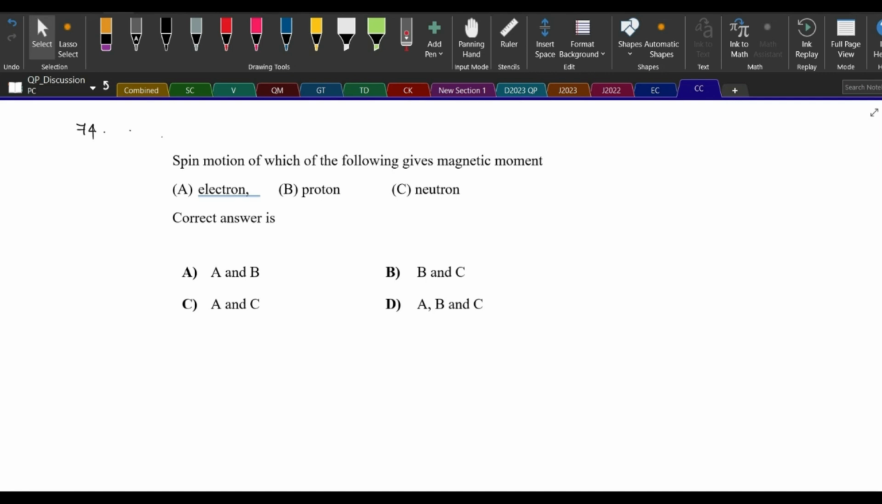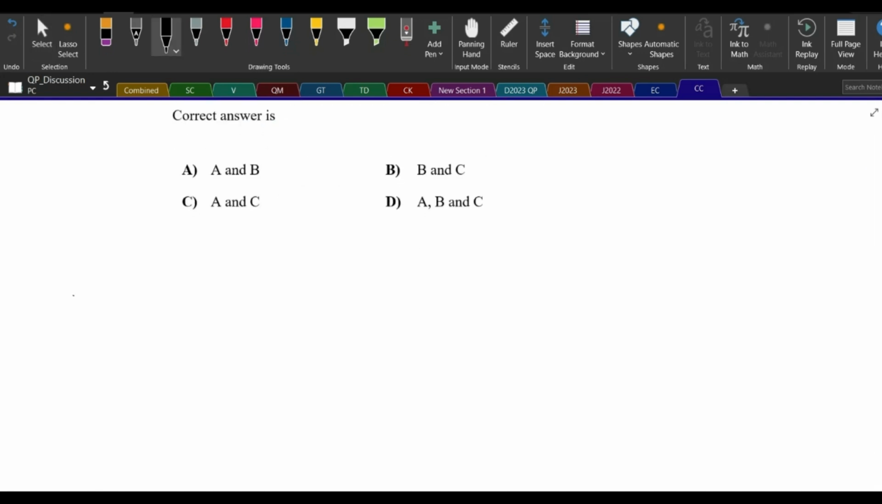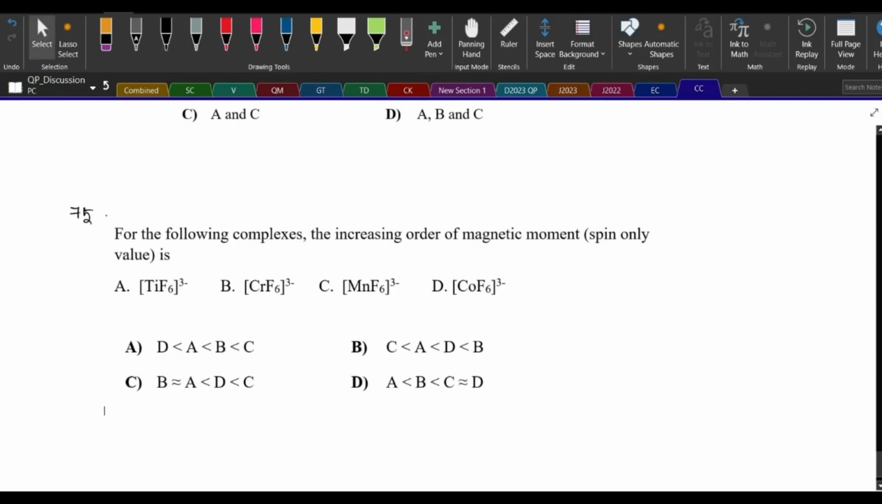Okay. Next question. The questions asked recently are like this. You try this. If you're able to do this, then well and good. Try, take your time. The increasing order of magnetic moment, spin only value. If only the spin only value is needed, what do we do? You have to find the number of unpaired electrons. Try it.